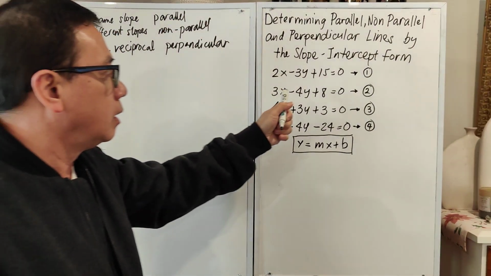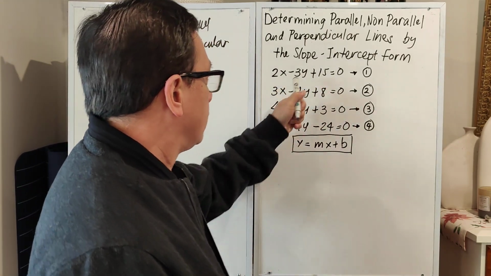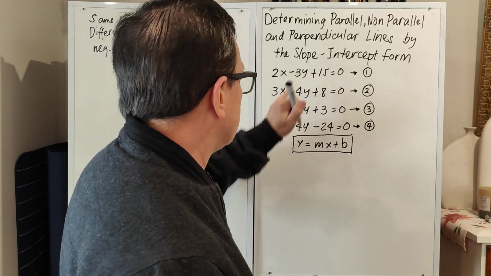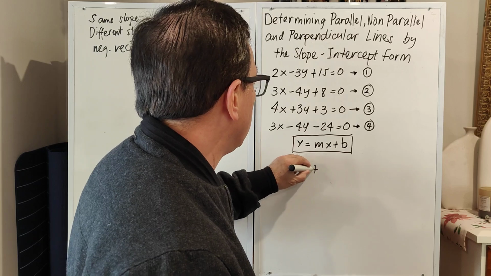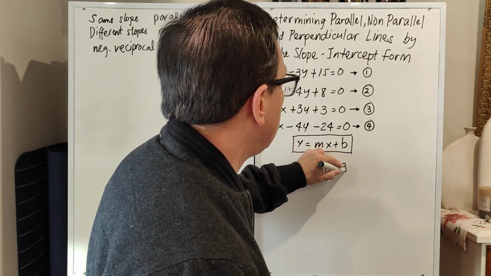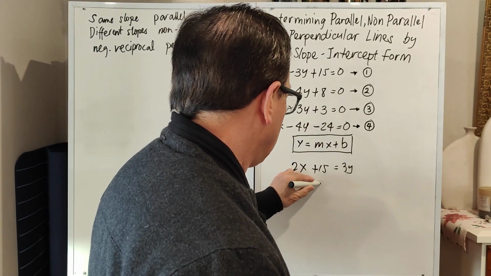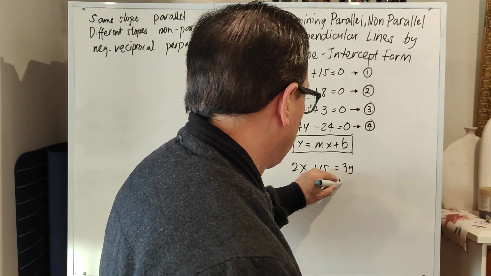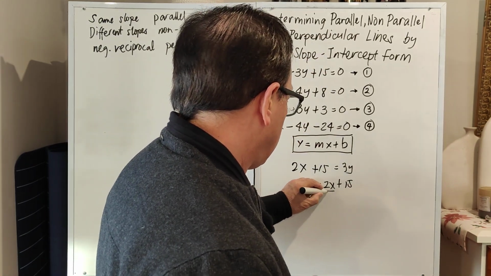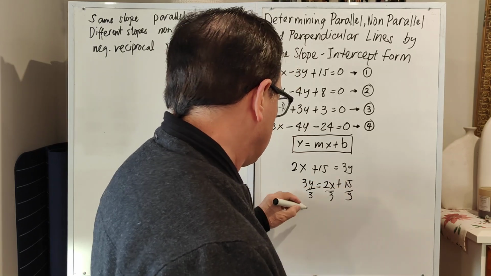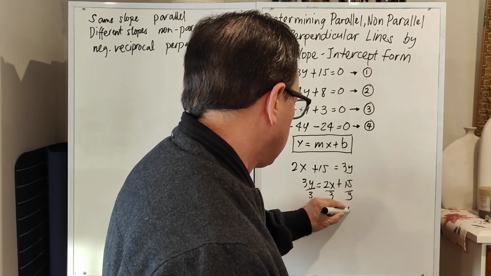So let's convert this one into the slope-intercept form. I want to remove the negative, so I just move 3y to the right. This becomes 2x plus 15 is equal to 3y, and then swap: 3y is equal to 2x plus 15. So divide everything by 3. So y is equal to 2/3 x plus 5.